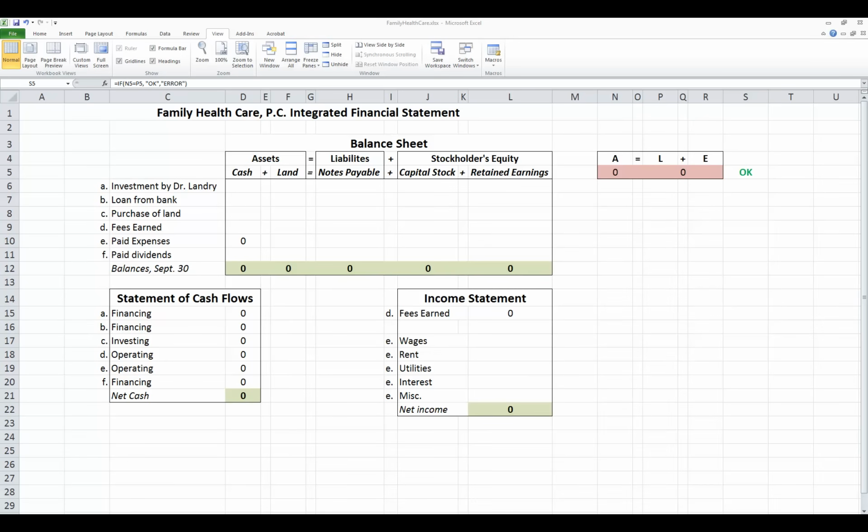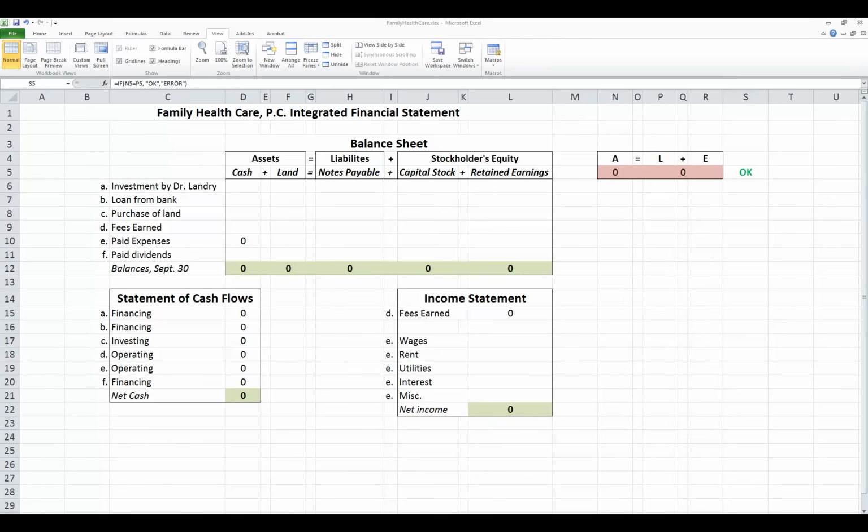And what we're going to do in this video is actually keep track in real time all of his transactions for the first month. Now, over on the left-hand side, you will see a list of A, B, C, D, E, F. And those are going to be our 6 transactions for this month, all the way from the initial investment to paying out dividends at the end of the month.